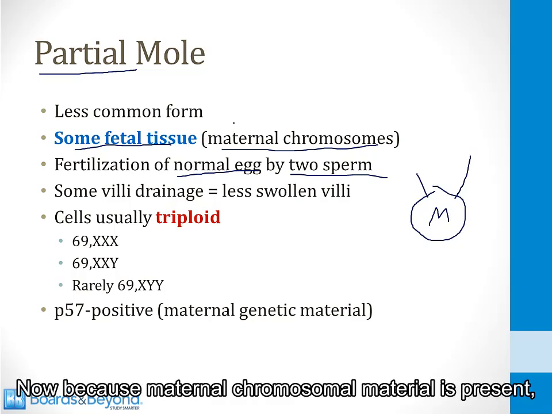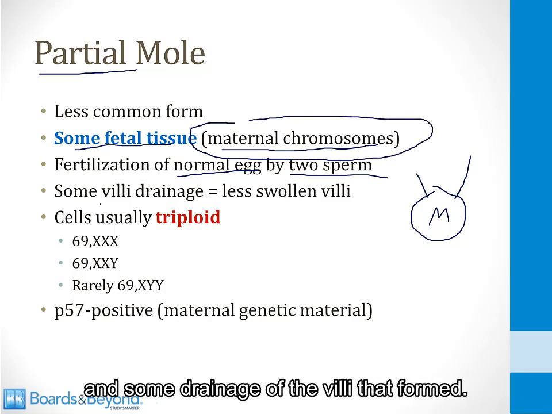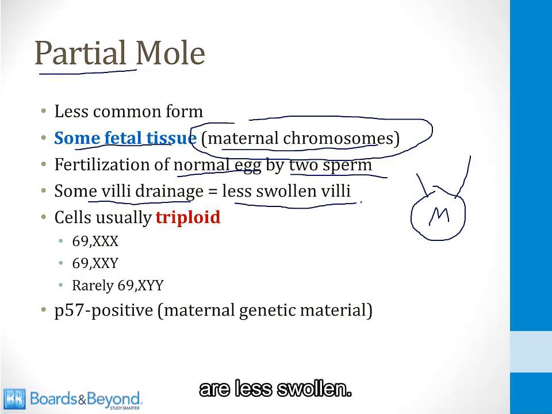Now, because maternal chromosomal material is present, there will be some formation of fetal tissue and some drainage of the villi that form. And for this reason, the villi in a partial molar pregnancy are less swollen.